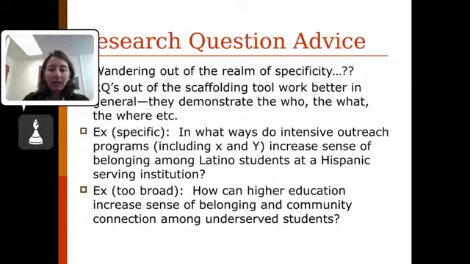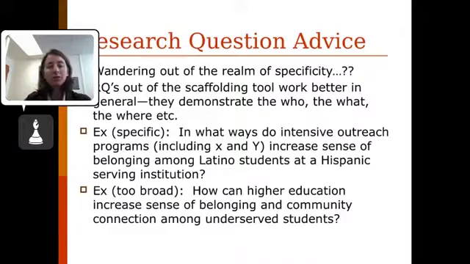A specific example: in what ways do intensive outreach programs, including X and Y, so name the programs, increase a sense of belonging among Latino students at a Hispanic serving institution? So for a pilot study, keep in mind that you're not going to be solving all the problems of the world, although I know we all want to, and I know you are, in fact, doing that. We want to try to be very specific in our pilot study.